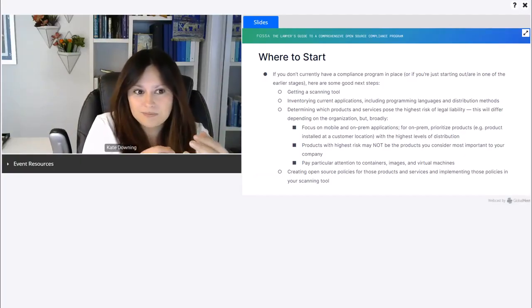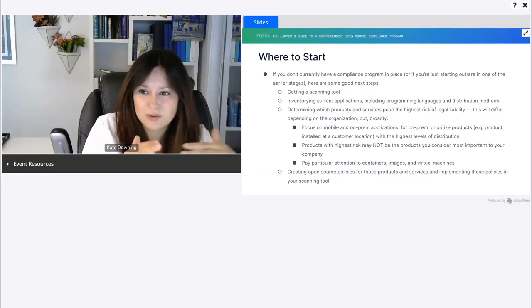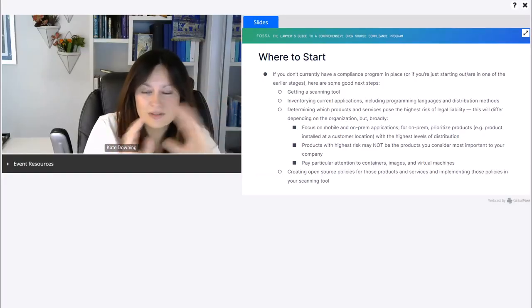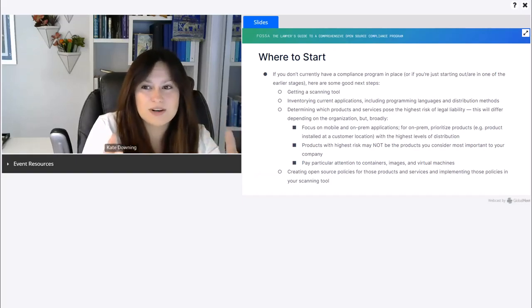But the reality is that the things where open source liability is highest are the things that you actually distribute, and the things that you distribute most frequently. For example, if you have a purely SaaS platform that you never distribute, but you do have a mobile app that you distribute, you should probably start by scanning the mobile app and not the platform.